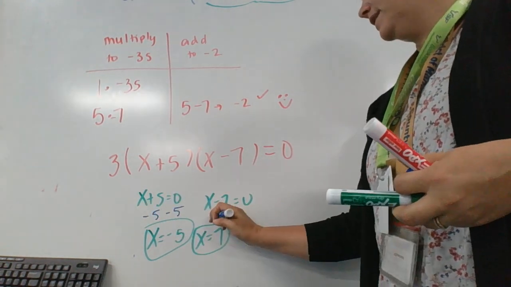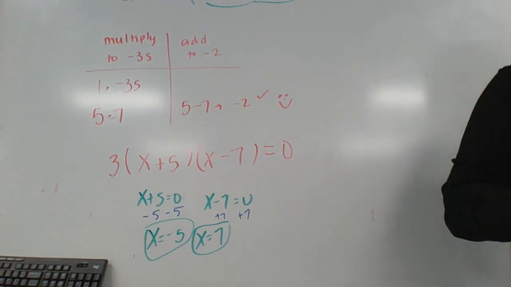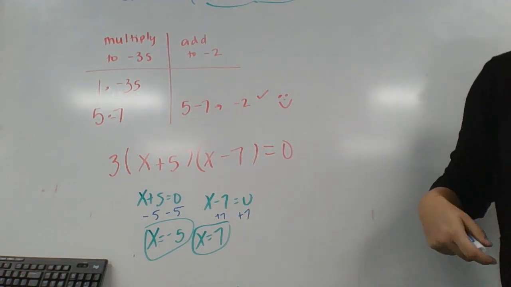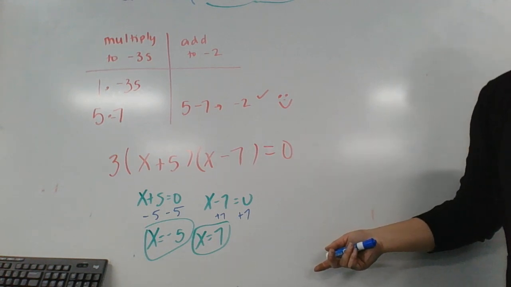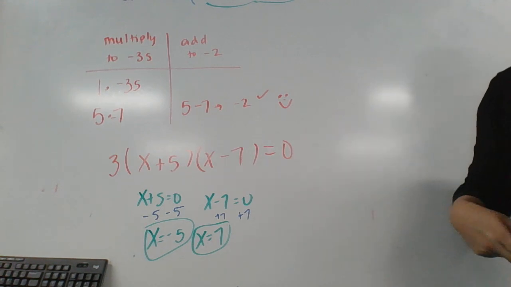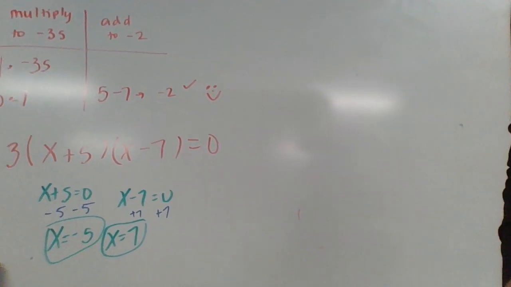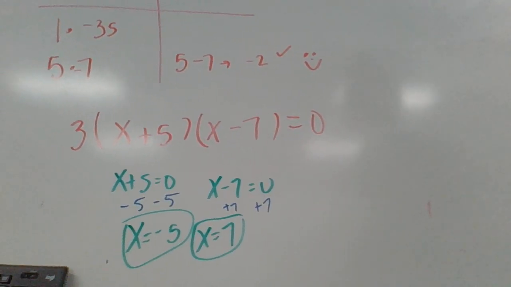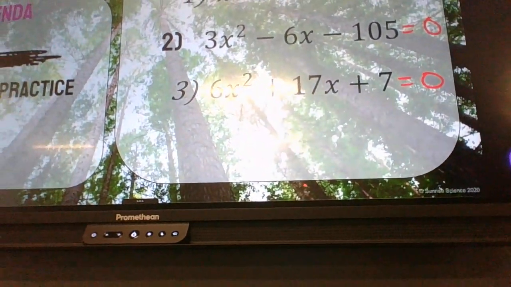Minus 5, add 7. Here are our answers. Negative 5 and 7, 2 answers. One day we'll get 3 answers and then 4 answers. That'll be exciting. For instance, if the problem was x to the 3rd or x to the 4th, we'd have 3 and 4 answers. That'll be really great.